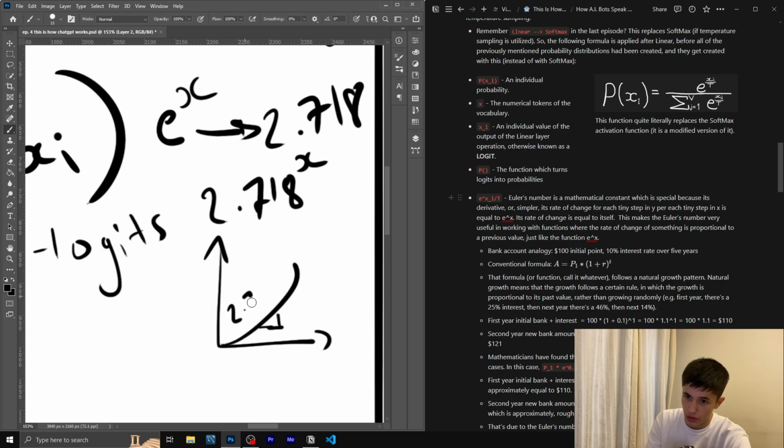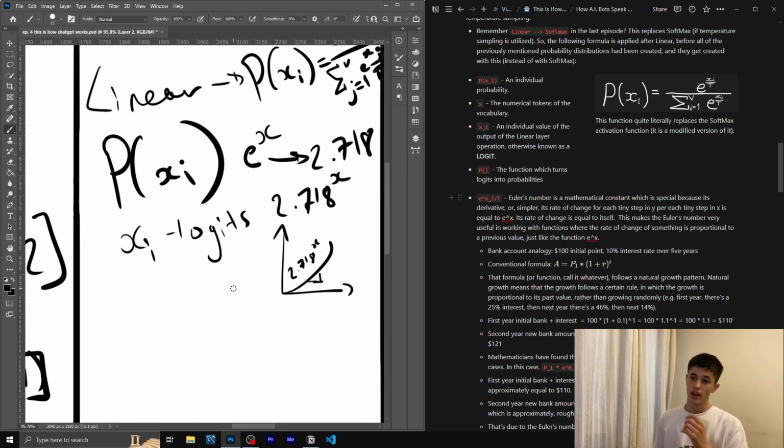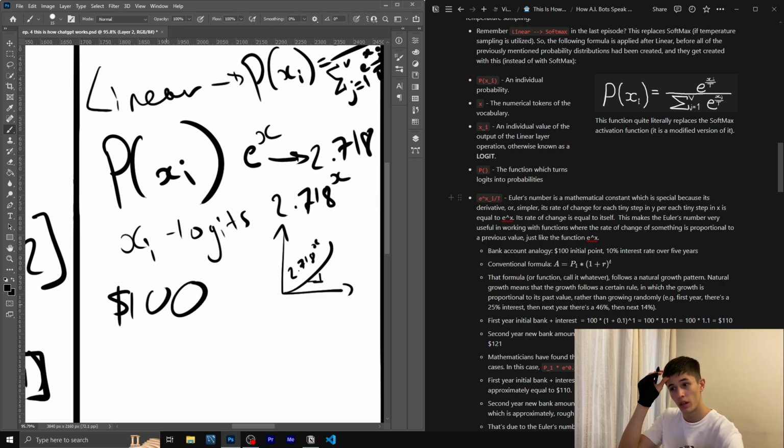It actually allows us to work with something called natural growth. Essentially, natural growth is where it follows a certain rule in which the growth is proportional to its past value, like, for example, interest rates. We'll go off topic a little bit here from GPTs. Imagine you put $100 into your bank account and you get 10% interest over 5 years.